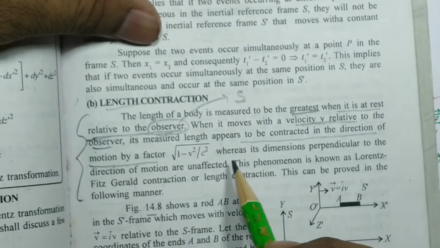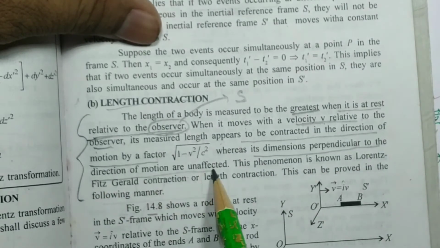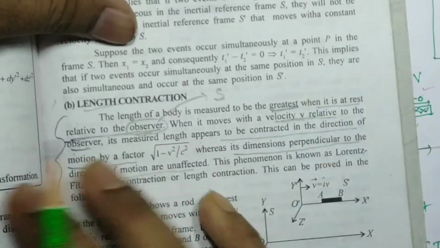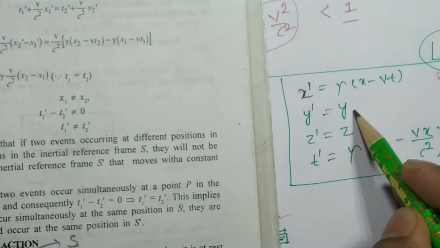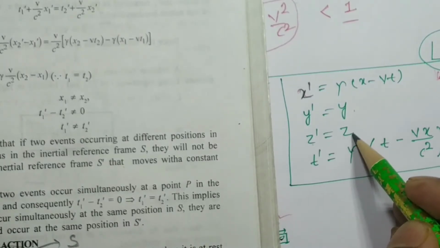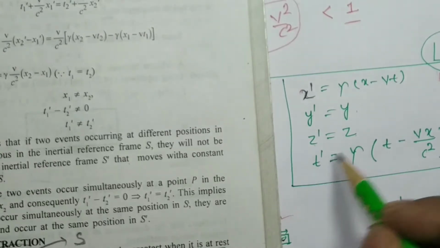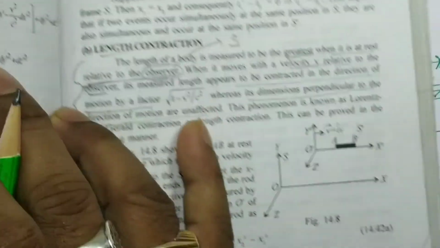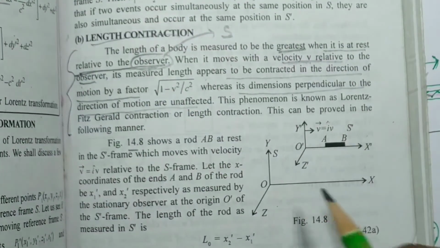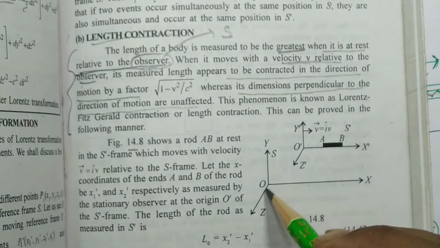Okay, whereas its dimensions perpendicular to the direction of motion are unaffected, we can consider the so-called Lorentz transformations. y dash is unaffected, z dash is unaffected. So as we are considering the length, the t dash equation is not required for this explanation.